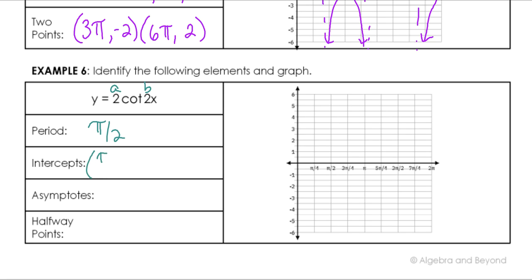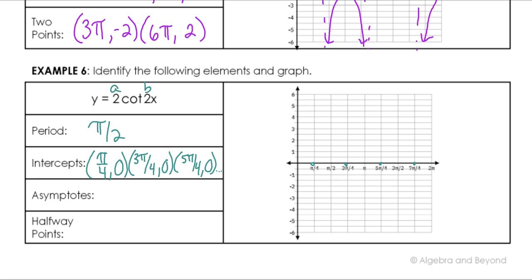So now my intercepts are going to be at pi over 4, and then all of the odd multiples of that. So 3 pi over 4 and 5 pi over 4, and then it would continue on after that. So my intercepts are pi over 4 and 3 pi over 4 and 5 pi over 4 and 7 pi over 4. So those curves are going to come through those intercepts.